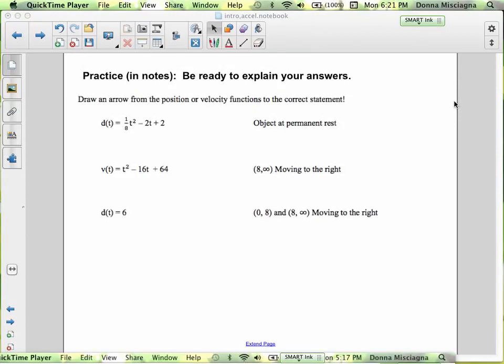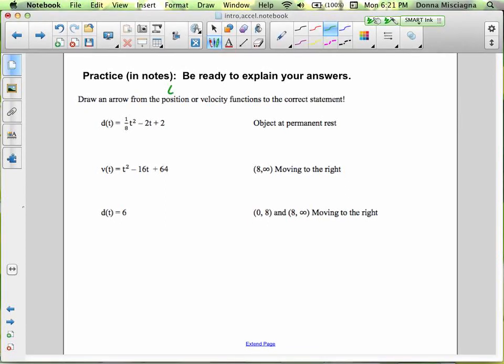Let's do these ones together. All right, so draw an arrow from the position function, which is d of t in this particular example, or velocity function, which is v of t. And remember, velocity is the derivative of position. So velocity equals the derivative of the position function, and that's a d.